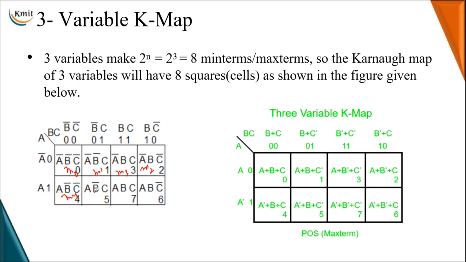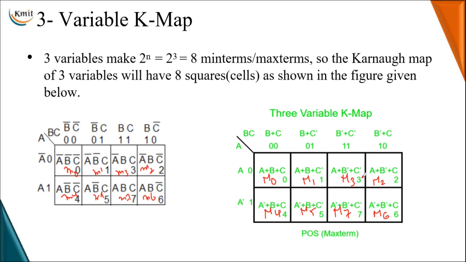So M4 and here M5, then M7. The last one will become M6. In the same manner for maxterms: here M0, M1, M3, then M2. Here we can map M4. Next M5, M7 along with M6. So the total number of maxterms available for 3 variables is 8. All these maxterms are mapped onto the corresponding cells.